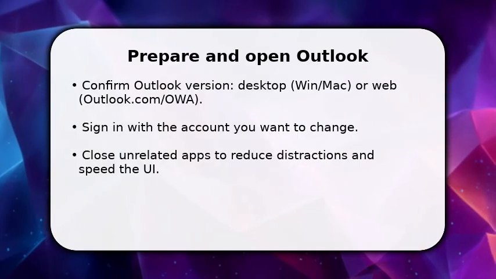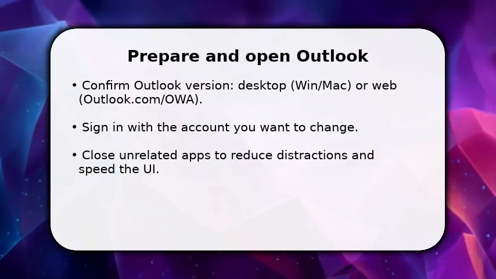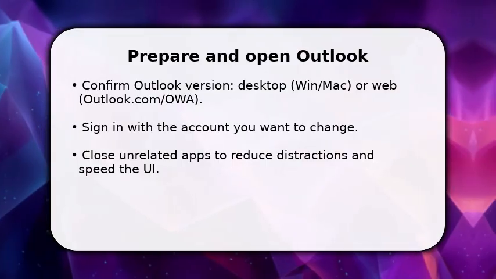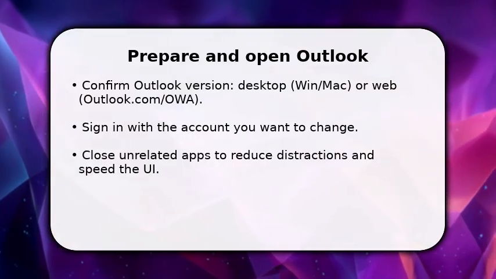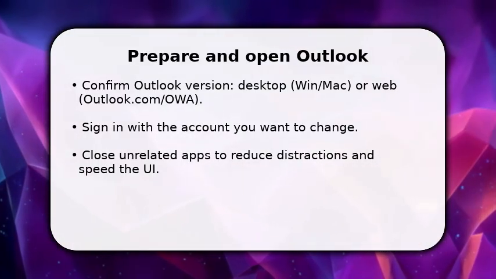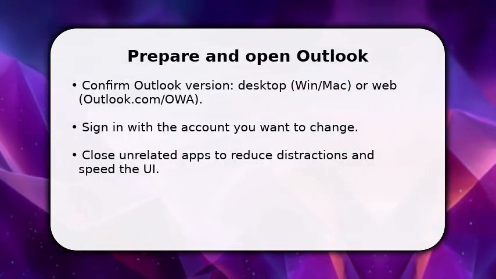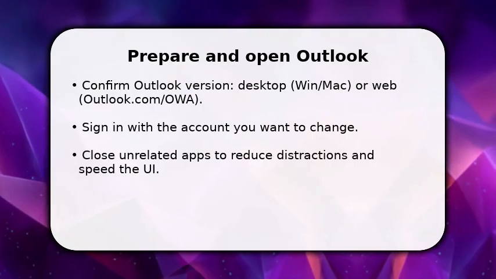You'll begin by making sure you're in the right app and signed in. If you're on desktop, open Outlook. If you're on the web, go to Outlook.com and sign in. Once done, check the top right corner for your profile icon. That's where many settings live. Make sure your account sync is complete so preferences stick.